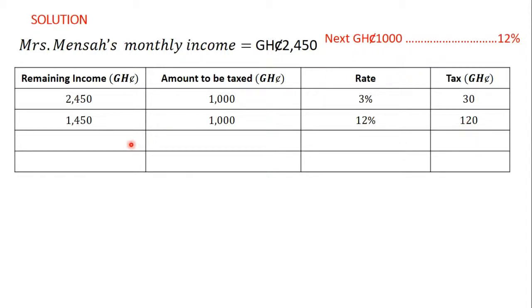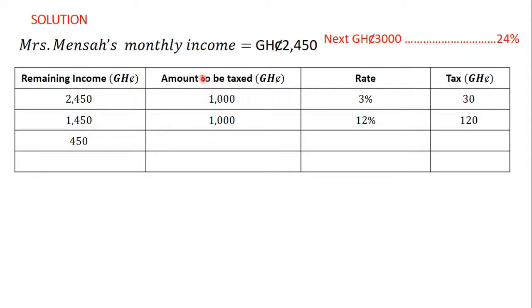We move on to the third group. But before that, we will have to find the remaining income or the amount of money remaining. So we subtract 1,000 Ghana cedis from 1,450 Ghana cedis, and that will give us 450 Ghana cedis. From the table, we also saw that the next group or the third group is the next 3,000 Ghana cedis, and the rate of tax is 24%. But we can see from our table here that the remaining income is only 450 Ghana cedis. It is not up to 3,000 Ghana cedis.